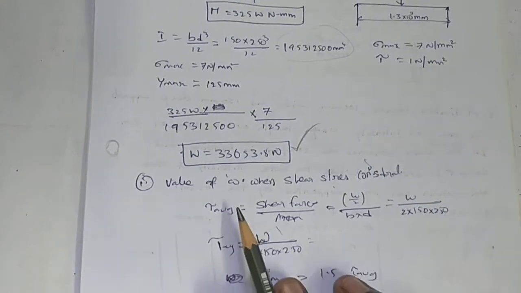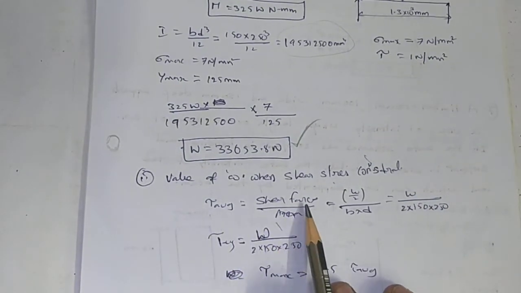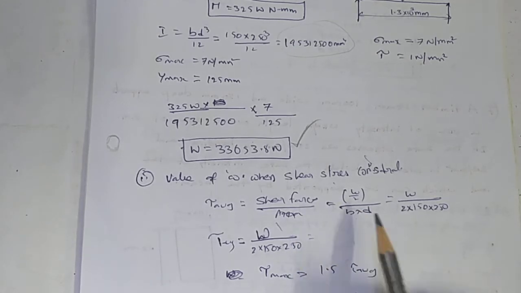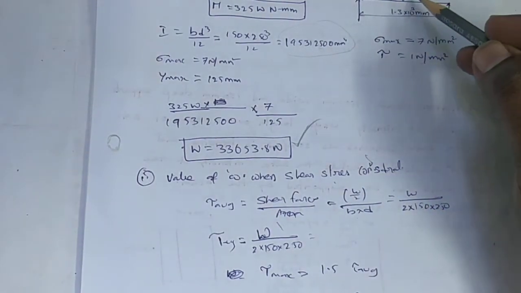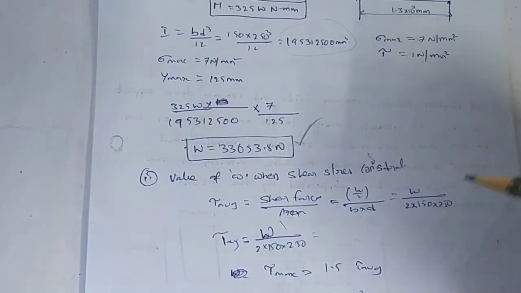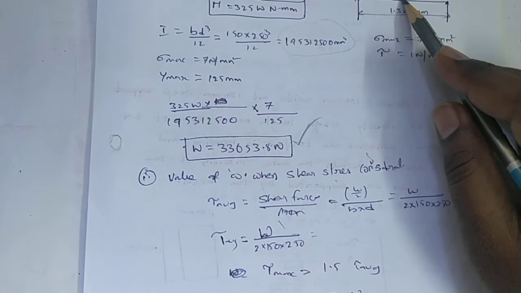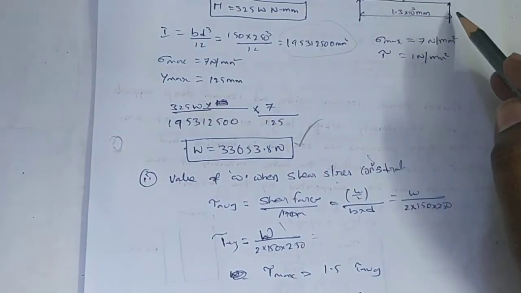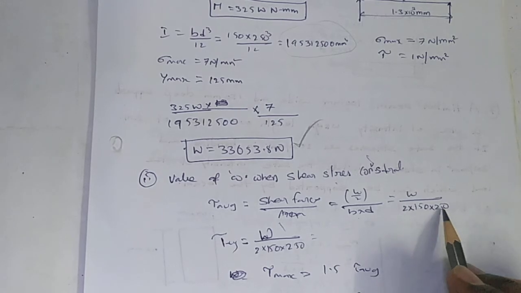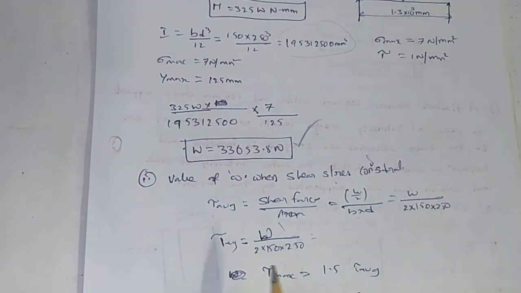We know that the average shear stress is shear force by area. Shear force is W by 2, area is B into D. The maximum shear force for a simply supported beam subject to a point load is W by 2. At the midpoint, on the right side of the midpoint, the maximum shear force is W by 2. So it is W by 2 into 150 into 250. It is the average shear stress. Next, we can write tau average equals W by 2 into 150 into 250.